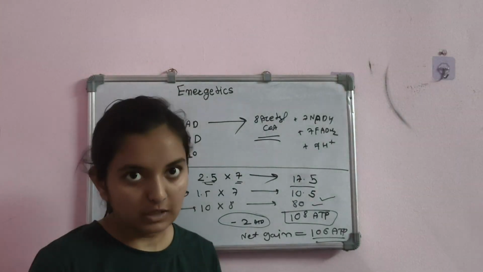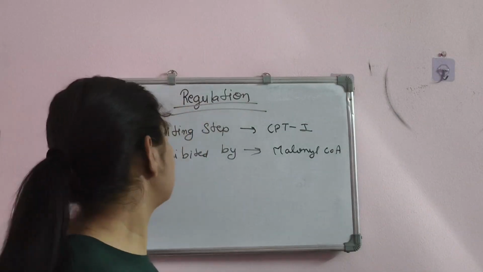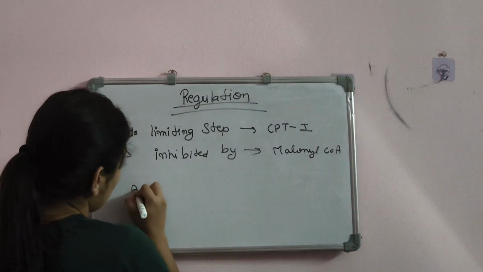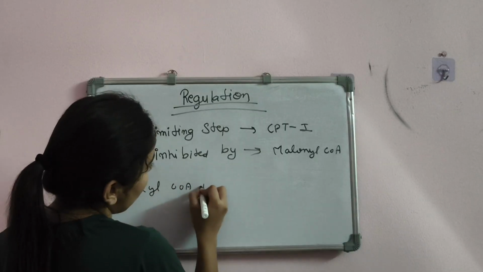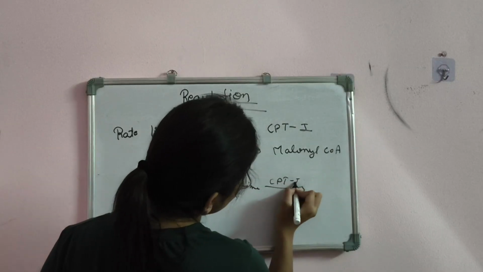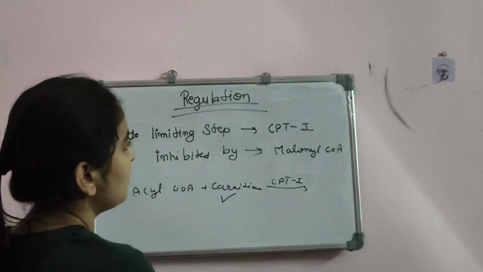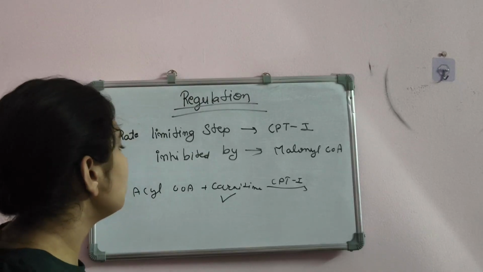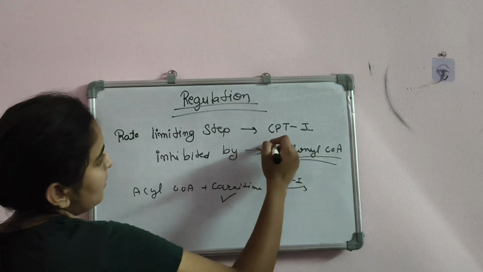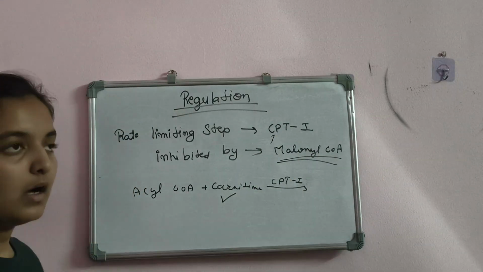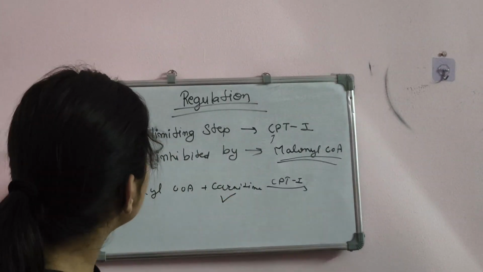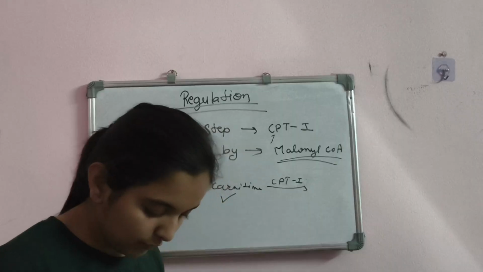Now next is the regulation, so let's see that. Fatty acid oxidation is regulated. The rate limiting step is CPT1, where acyl CoA combines with carnitine to form acyl carnitine. So this is the rate limiting step and this is the rate limiting enzyme. This enzyme is inhibited by malonyl CoA. If malonyl CoA inhibits this enzyme, fatty acid oxidation will not occur, and we would not get ATP. So this comes under the regulation of fatty acid oxidation.